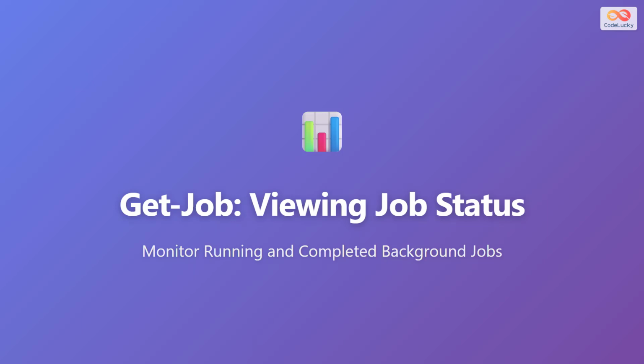Welcome to this tutorial on Get-Job, a PowerShell Cmdlet used for viewing job status. In this lesson, you'll learn how to monitor running and completed background jobs in PowerShell. Background jobs allow you to run commands asynchronously, meaning they execute in the background while you continue working in your PowerShell session. Understanding how to check their status is essential for managing these tasks effectively.